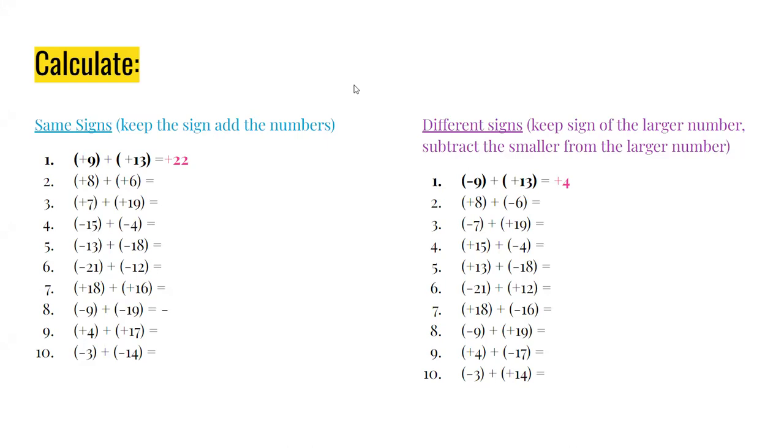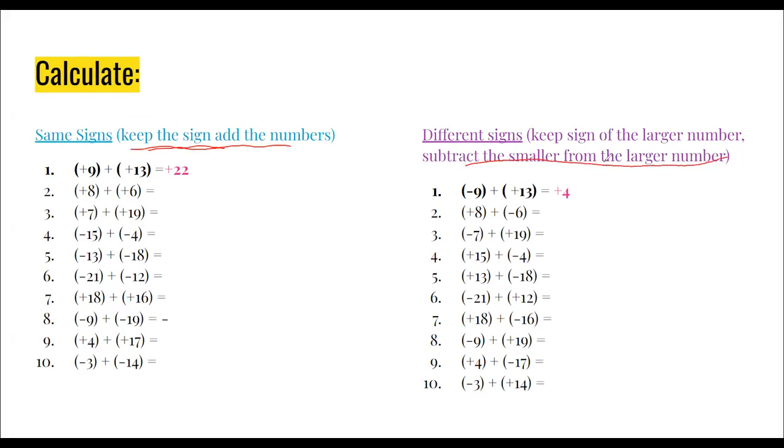Here, I just made a little note of your rule, just in case you forget. For the different sign, we keep the sign of the larger number and subtract the smaller from the larger number. All right, so can you try these two for me? Yes, sir. All right, nice. So try these two for me.